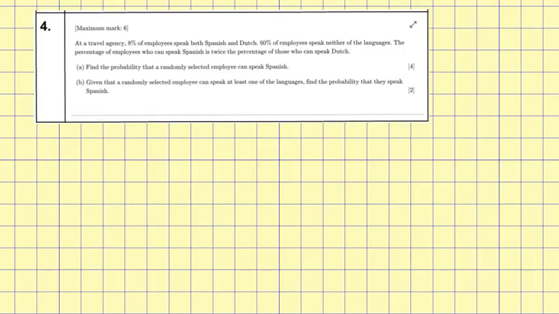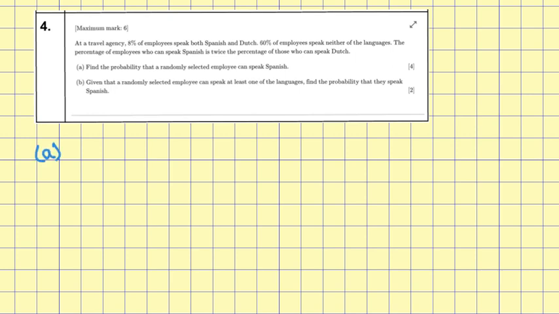Question 4. At a travel agency, 8% of employees speak both Spanish and Dutch. 60% of employees speak neither of the languages. The percentage of employees who could speak Spanish is twice the percentage of those who can speak Dutch. A. Find the probability that a randomly selected employee can speak Spanish.